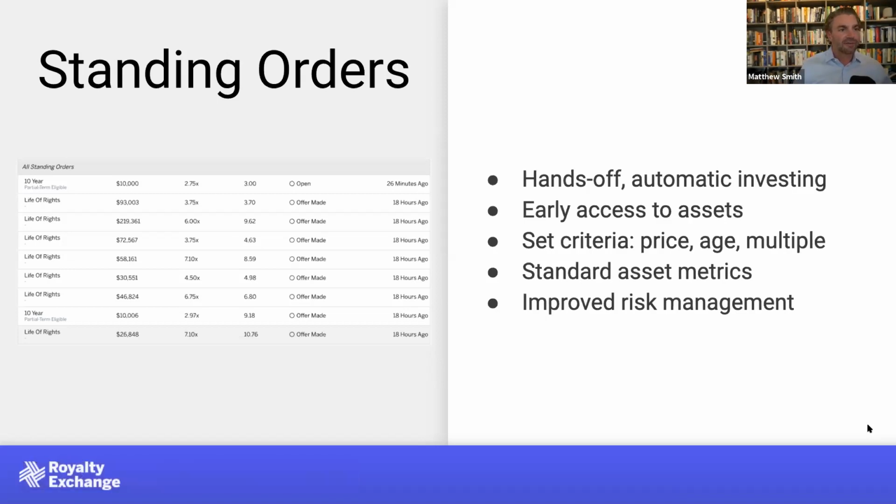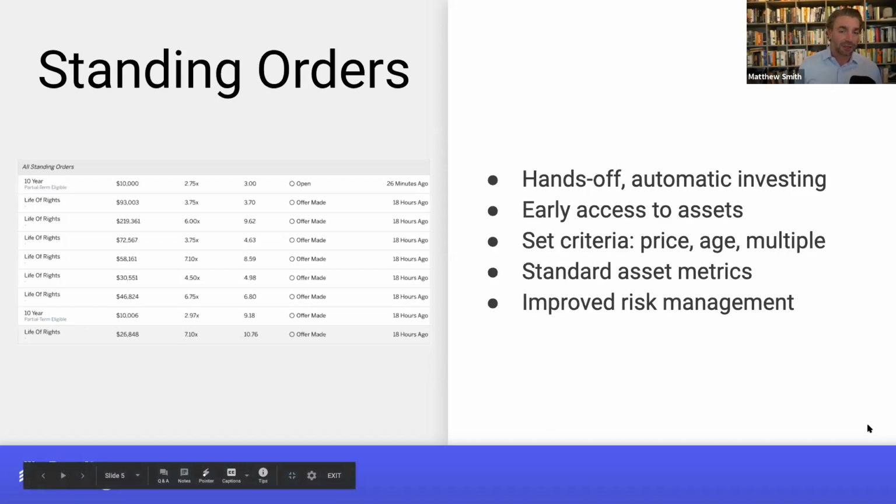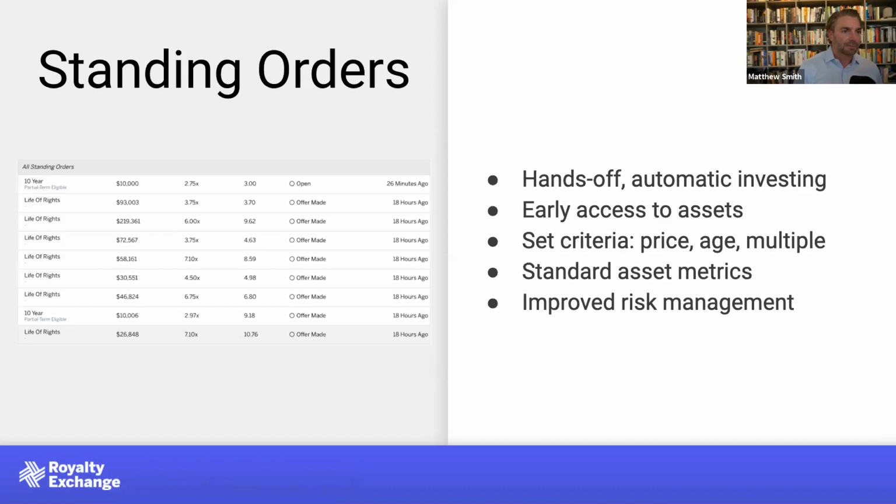You can essentially identify the criteria that's really important to you, the multiple that you're willing to pay, and some quantitative metrics that we'll get to here in a second, which we found to be very useful in placing these orders. And then we'll also share some of the standard asset metrics that all of these have.